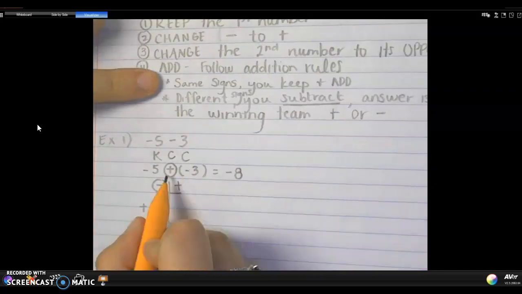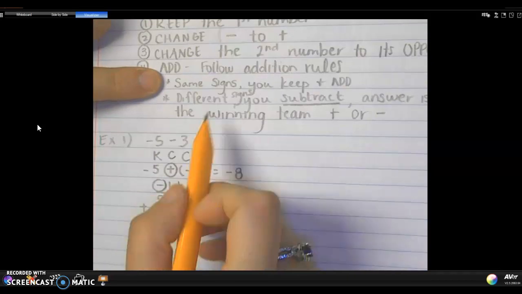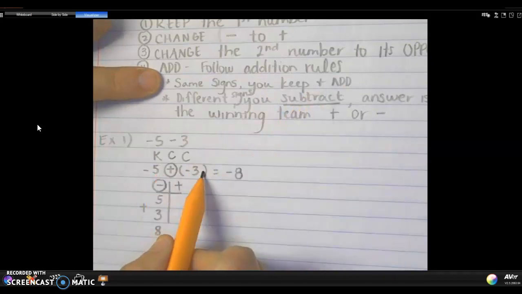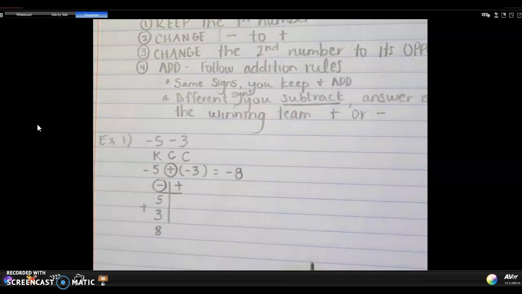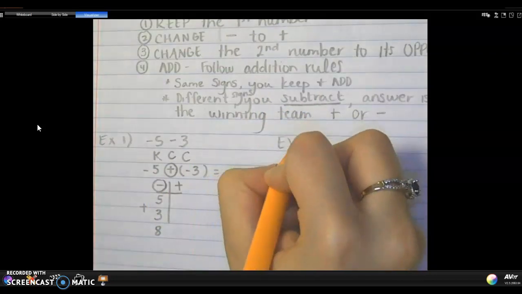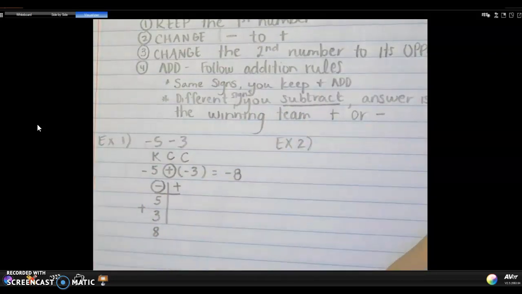Or also, same sign, you add and keep the sign. So we add our digits and we keep our sign. Example 2.